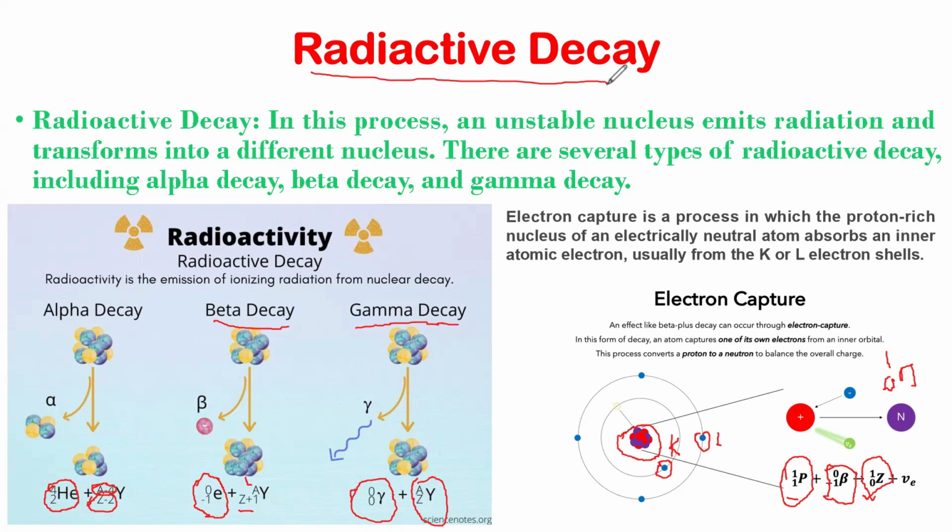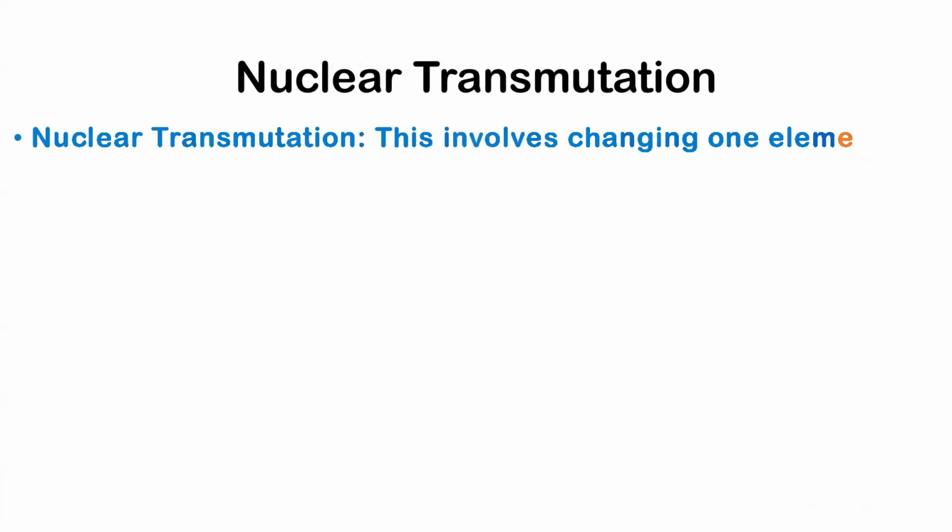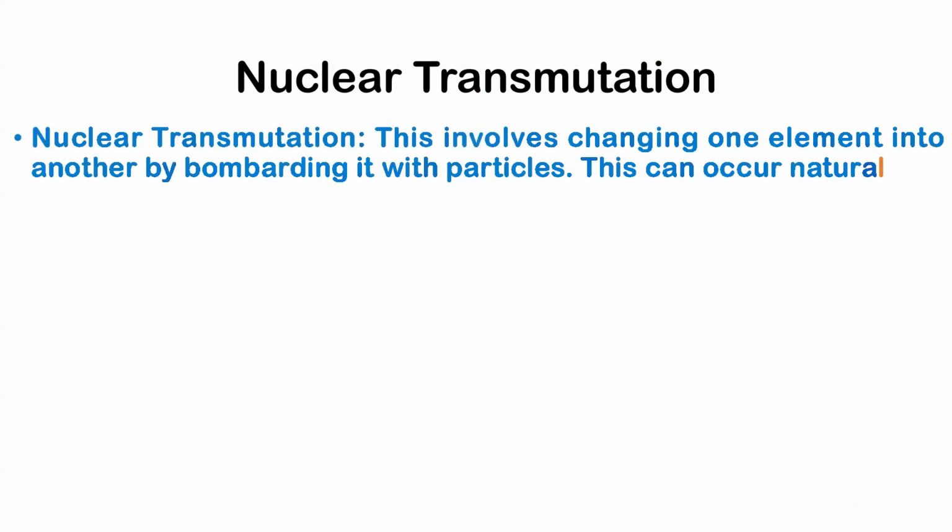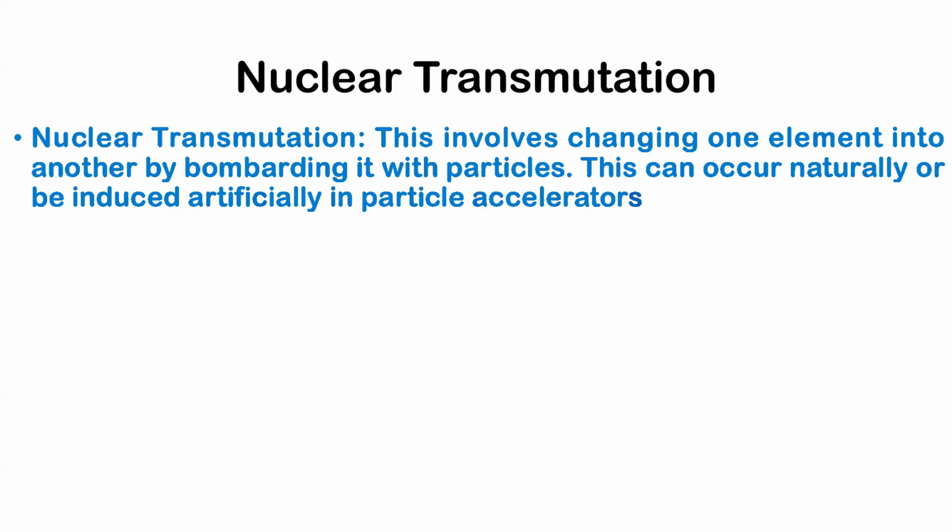So the next thing now that we are going to look at after radioactive decay is natural nuclear transmutation. Nuclear transmutation involves changing one element into another by bombarding it with particles. Generally the atom is stable, but bombarding it with particles changes it into an unstable one, which subsequently undergoes a rapid breaking down.